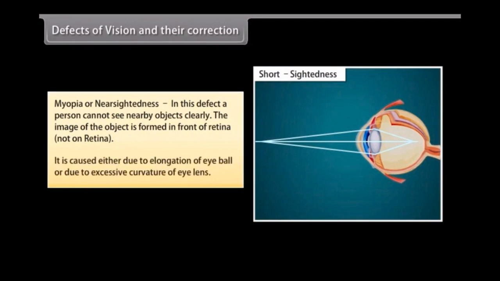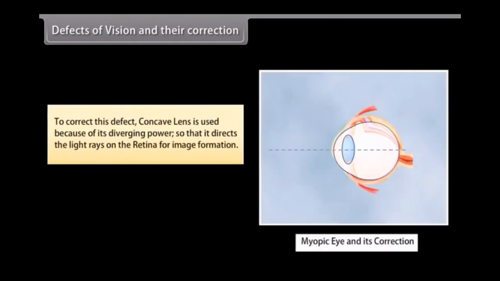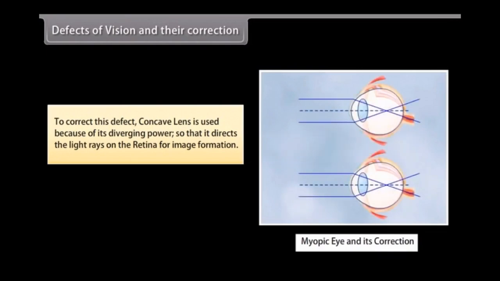It is caused either due to elongation of the eyeball or due to excessive curvature of the eye lens. To correct this defect, a concave lens is used because of its diverging power, so that it directs the light rays onto the retina for image formation.